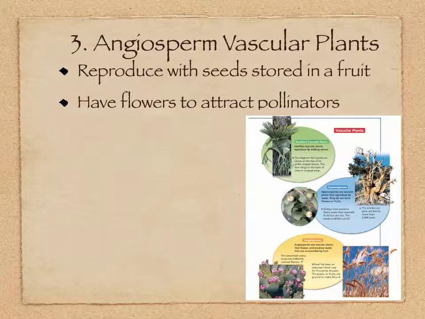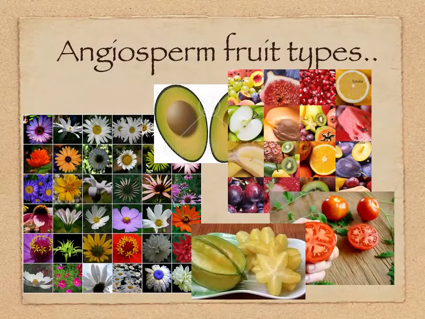Another characteristic of angiosperm vascular plants is that they have flowers that attract pollinators. So they have seeds in a fruit and flowers to attract pollination. And of course there's a diversity of different fruit types and flower types. There's as many different flower types as there are angiosperm plants, and as many different fruits as well.